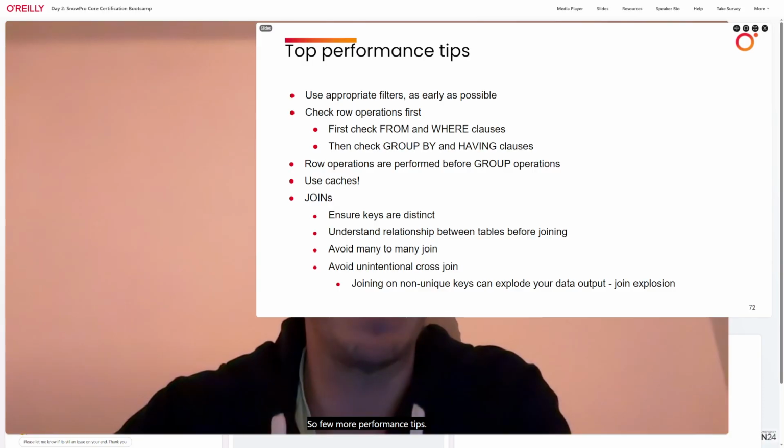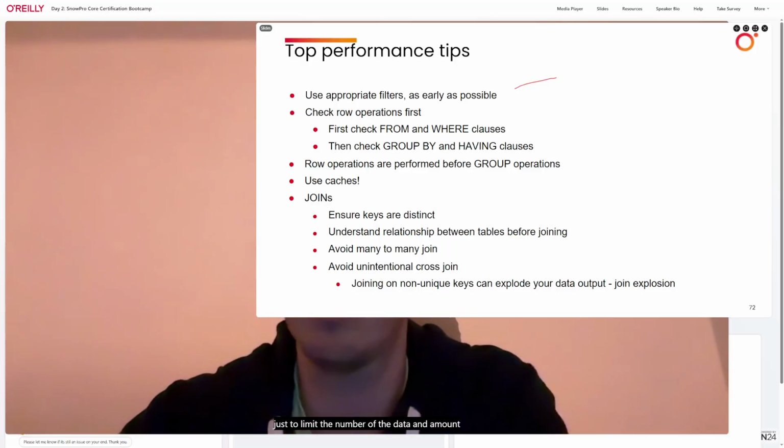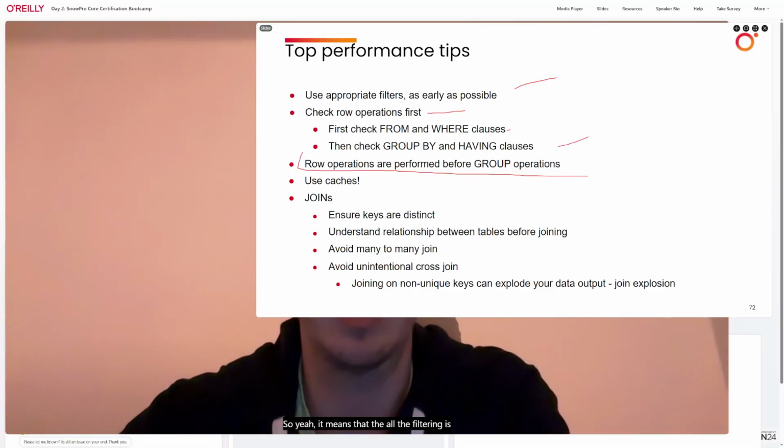A few more performance tips. Use filters every time. If you can, add filters as early as possible, just to limit the amount of data you need to process. Check the row operations first. I just showed you why: the row operations are performed first. So check the from and where clauses, and see if you can add some more filters there. Then check the group by and having. The row operations are done before the group by, which means all the filtering is done before you do the aggregation. Try to utilize the caches.